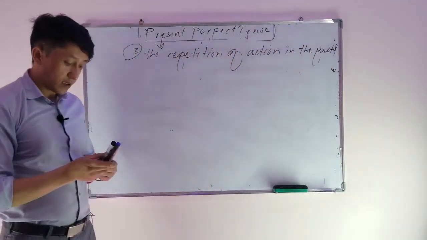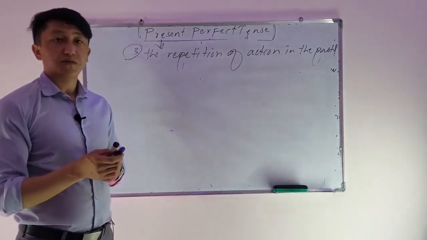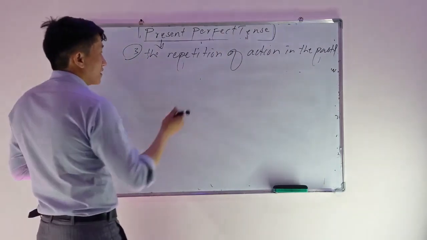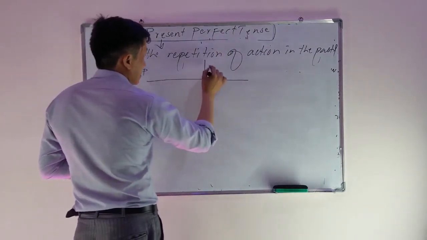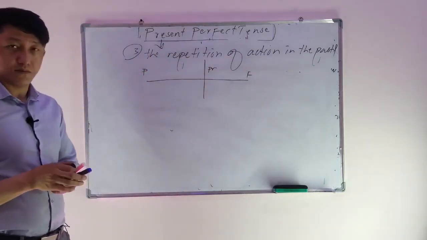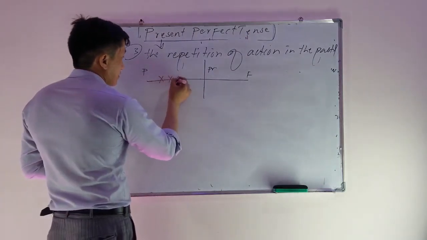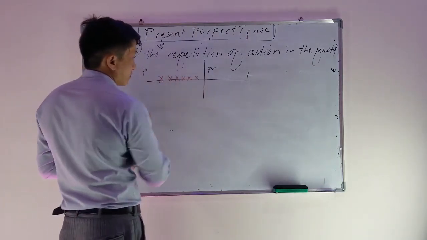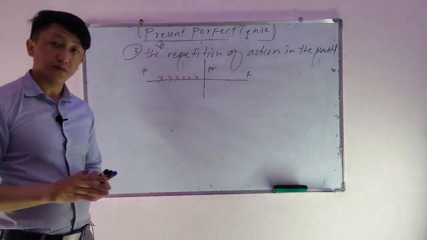If I want to talk about how many times an action repeated from past up to now, we have to use present perfect tense. For example, this is the chart. This is past, this is present, and this is future. Now, this one talks about an action that started in the past. Look, it continued for a period of time, for example, this many times, up to now. It may continue to the future.